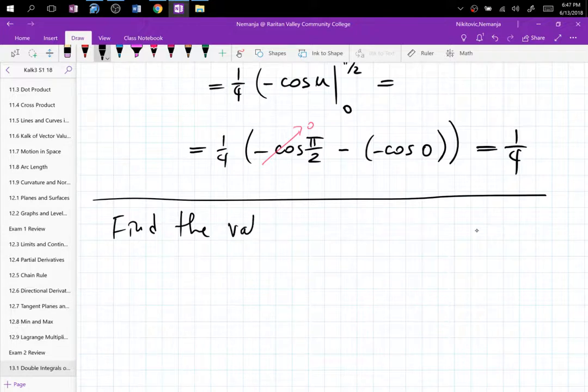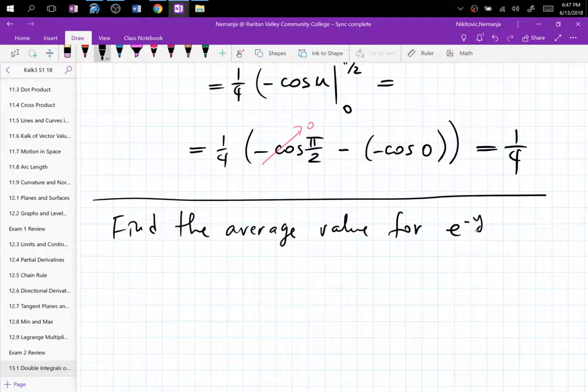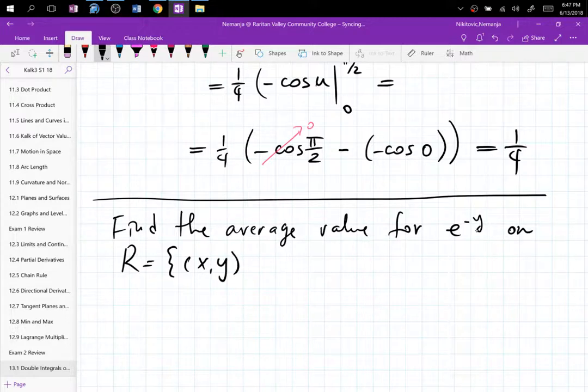Find the average value for e to the negative y on the region R given by xy points such that x is between 0 and 6 and y is between 0 and ln 2.